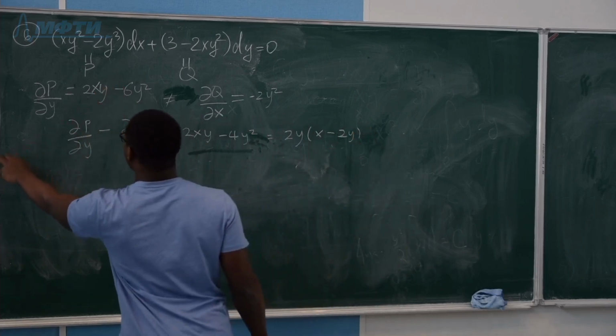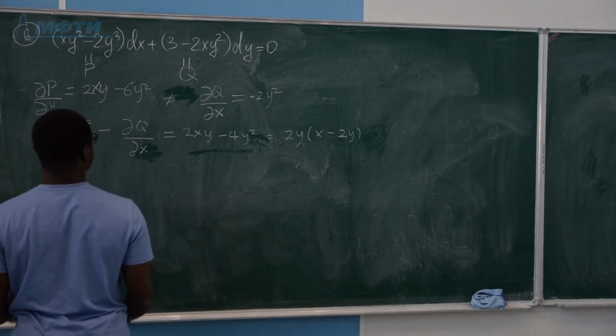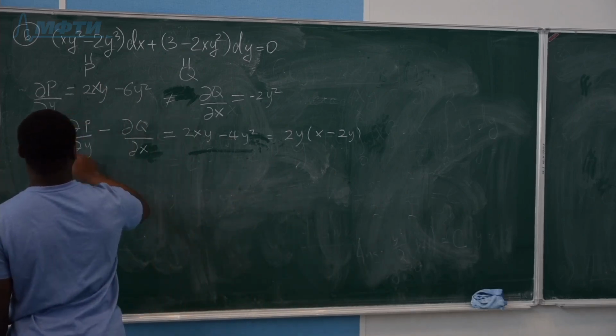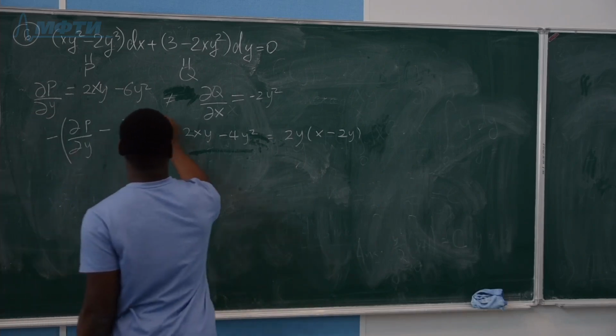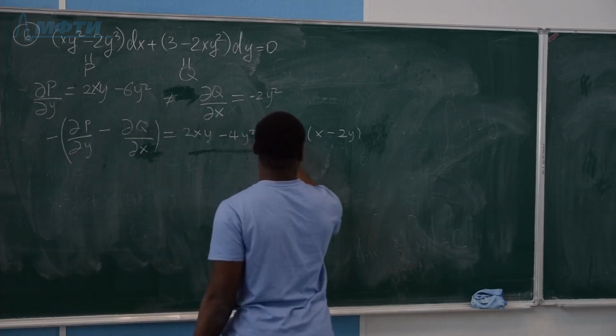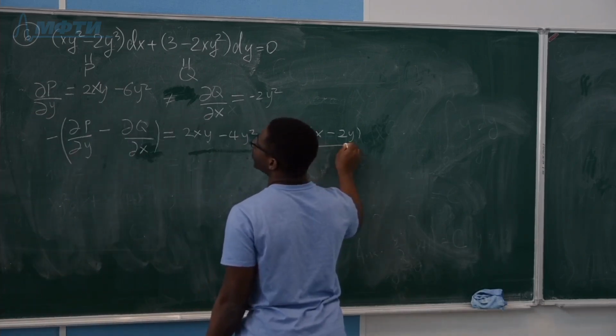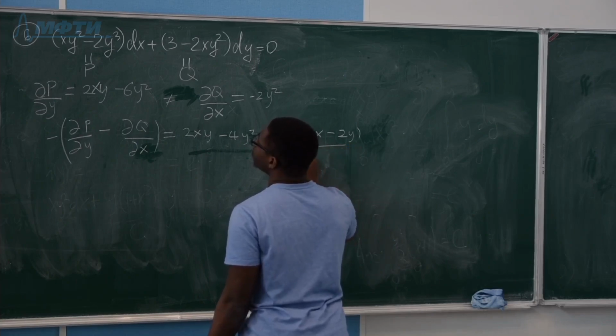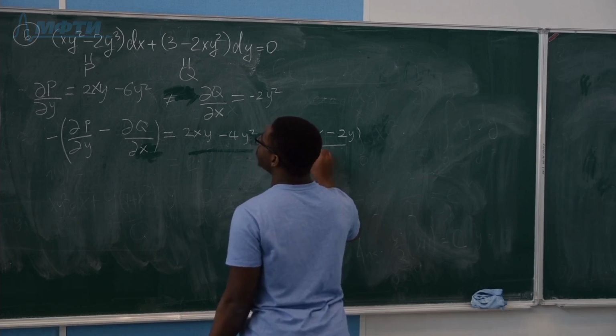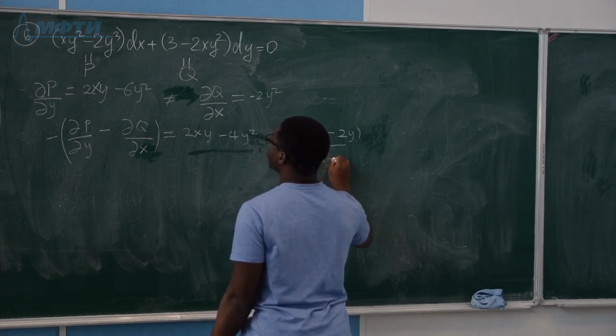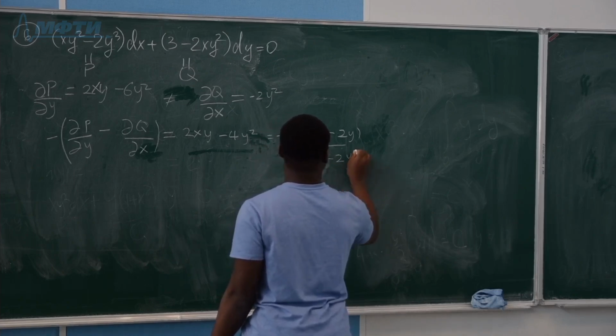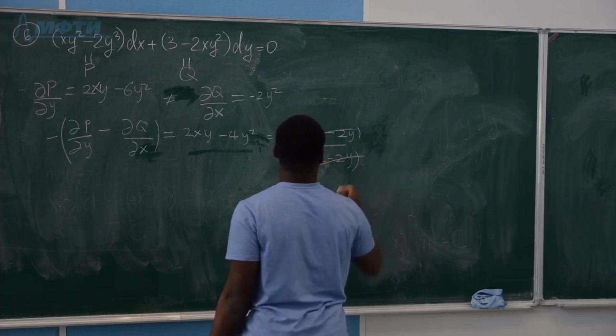Okay, so by P that would be... since we want to use this, you should change the sign, right? y squared, x minus 2y, right.